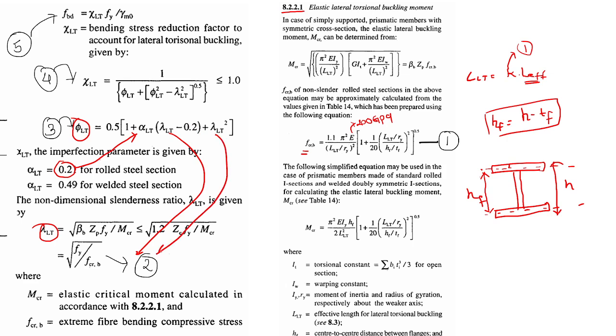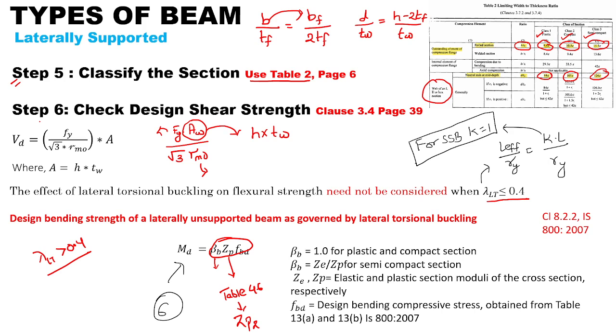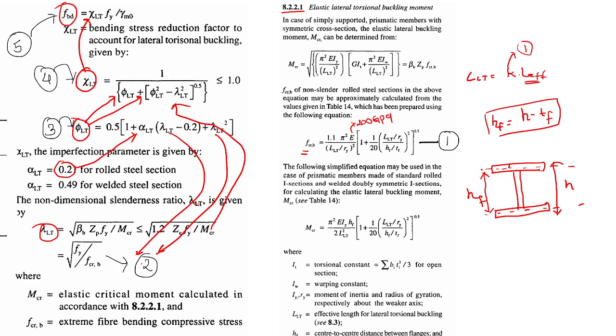This is also here, so we can calculate this. We will put this here, and this lambda LT we will put here to calculate xi LT. This xi LT we will put here, and we can calculate FBD, and this FBD can be used here to calculate the design moment. So this is the first approach.